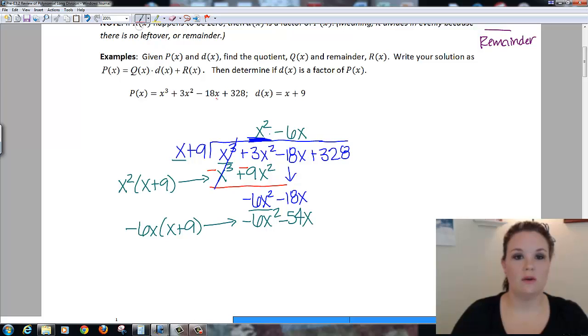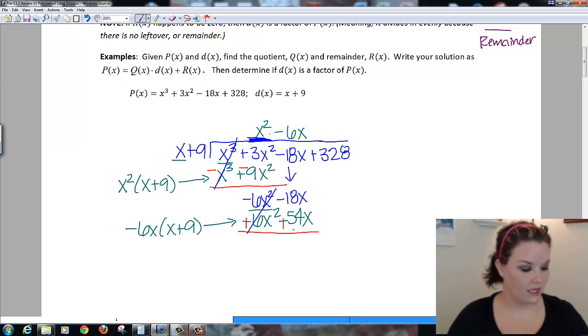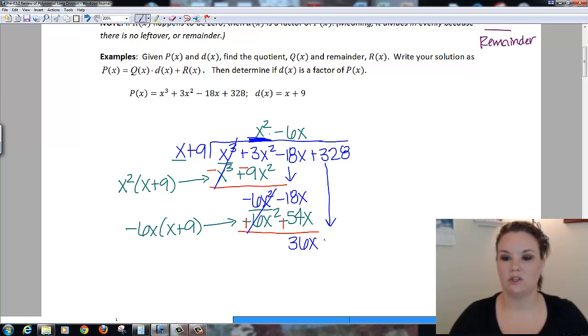Again, when I draw my line, I change my signs. So this becomes positive 6 and positive 54. So then when I combine down, my 6x squareds cancel, and negative 18 and positive 54 leave me with positive 36x. And then I bring down my next term, which is positive 328. And then I start the process over again.